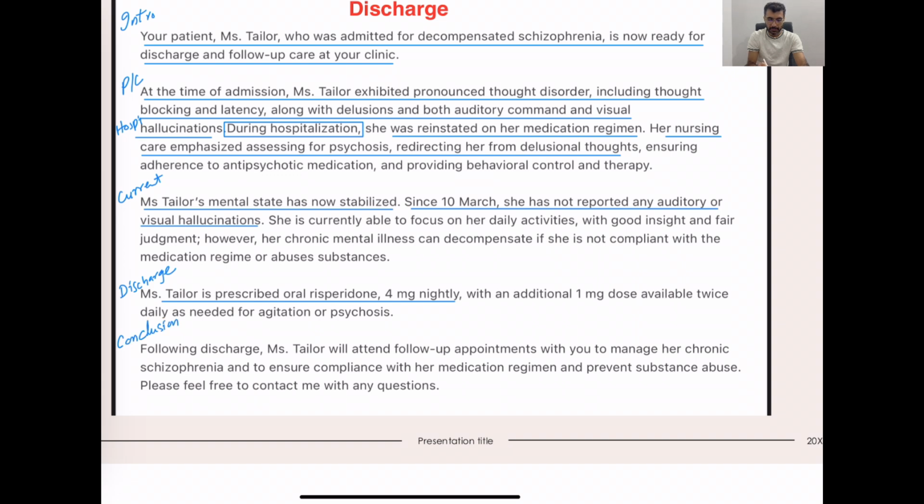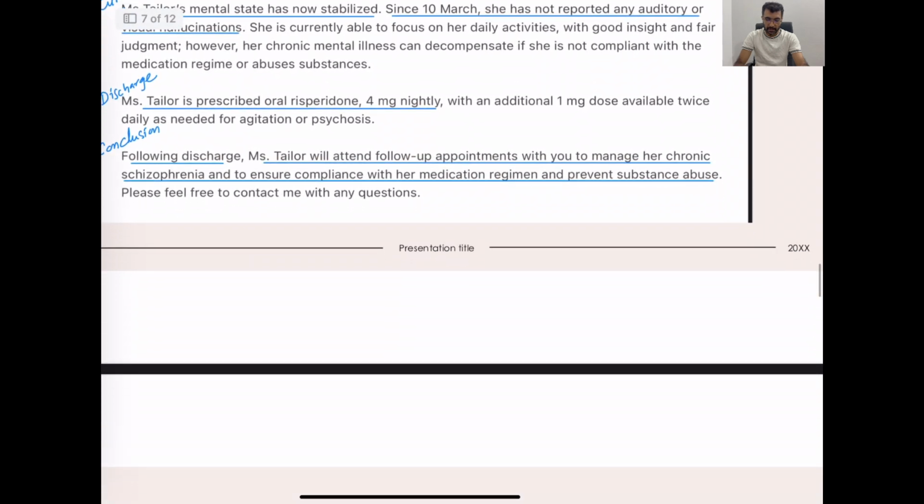Following discharge, Ms. Taylor will attend a follow-up appointment with you to manage her chronic schizophrenia, to ensure compliance with her medication regime, and to prevent substance abuse. Okay. So this is the structure of a discharge letter. So the next type of letter is the update letter.